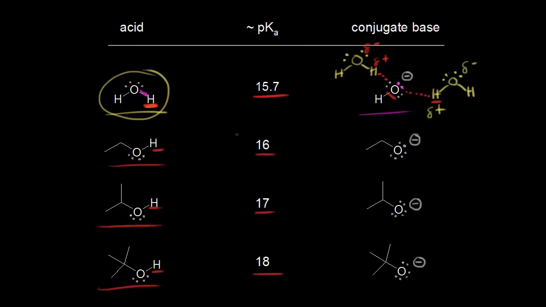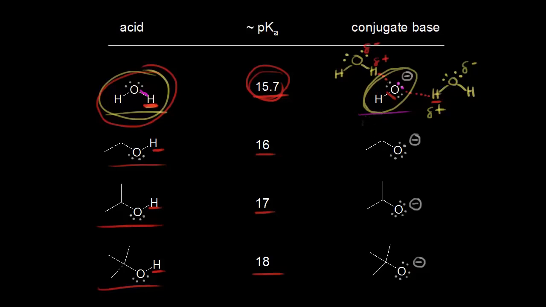The lower the pKa value, the stronger the acid. So water is the strongest acid out of these four because water has the lowest value for the pKa. If water is the strongest acid, that means the conjugate base must be the most stable. So the hydroxide anion is the most stable out of our conjugate bases, and that's because we can fit more water molecules around our hydroxide anion. The hydroxide anion is the best at being stabilized, the best at being solvated by our solvent.